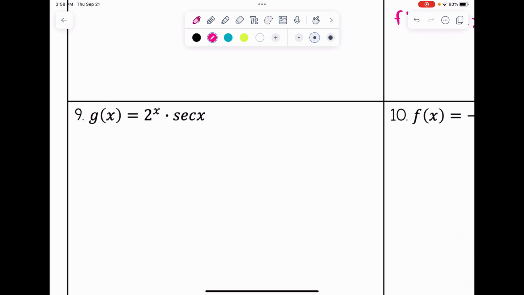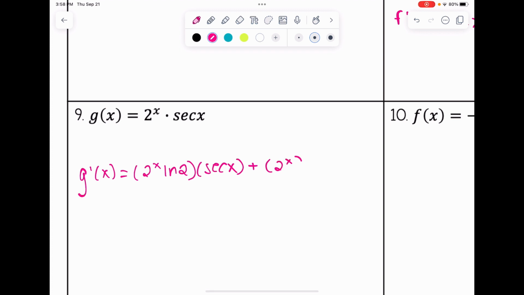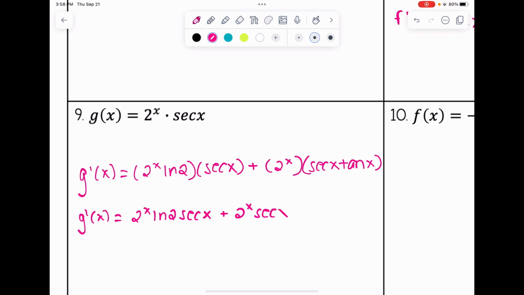Number 9, the derivative of 2 to the x times secant x. Okay, derivative of the first is 2 to the x ln of 2 times the second term, secant x, plus the first term, 2 to the x, times the derivative of the second, which is secant x tangent x. And all I'm going to do to clean this one up is just rewrite it without the parentheses so it doesn't look so cluttered. But of course, they're equivalent either way.